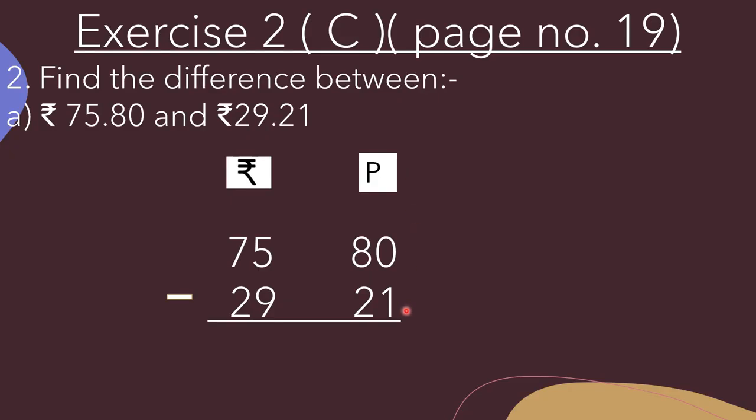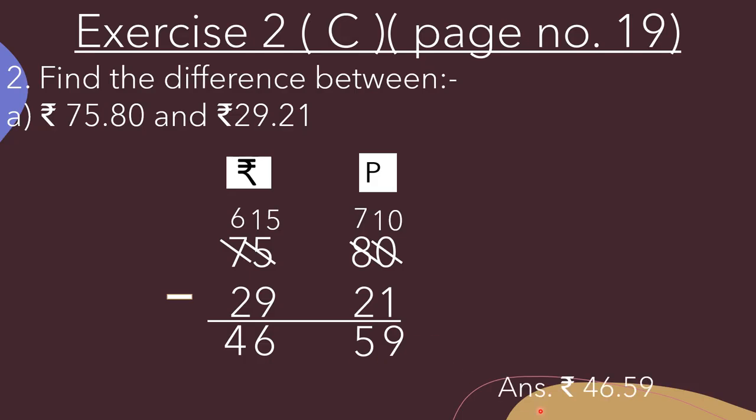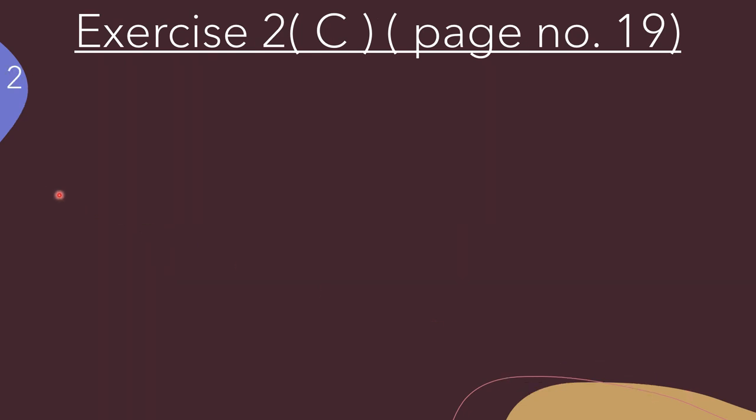Then 0 minus 1 is not possible. So here the 0 will take borrow and it will become 10. And this 8 will become 8 minus 1, 7. Now 10 minus 1 is equal to 9. 7 minus 2 is equal to 5. Now 5 minus 9 is not possible. So this 5 will become 5 plus 10, 15. And this 7 will become 7 minus 1, 6. Now 15 minus 9 is equal to 6. And 6 minus 2 is equal to 4. So what is the answer? That is 46 rupees 59 paise. So how can we write it? Like rupees 46.59.